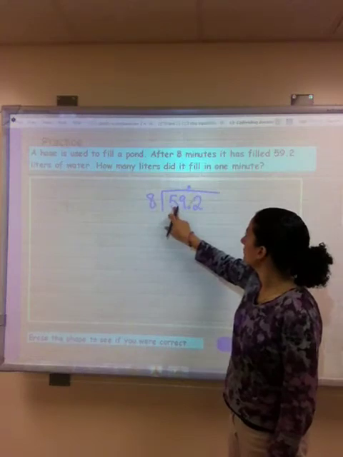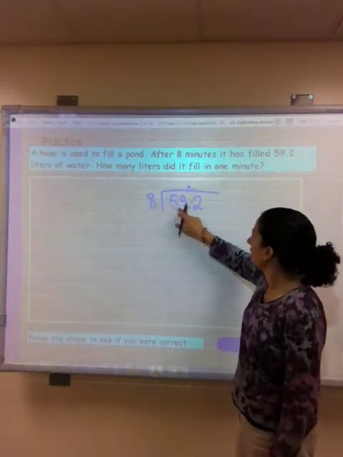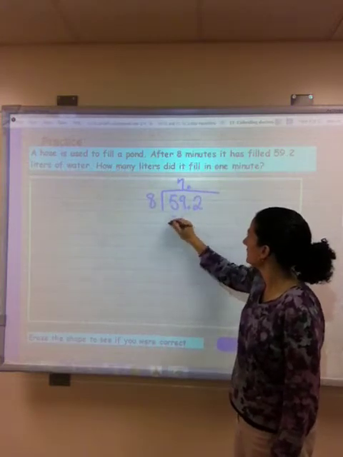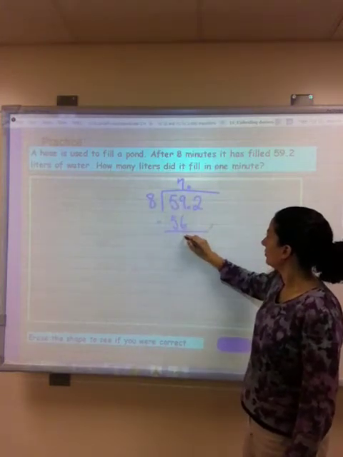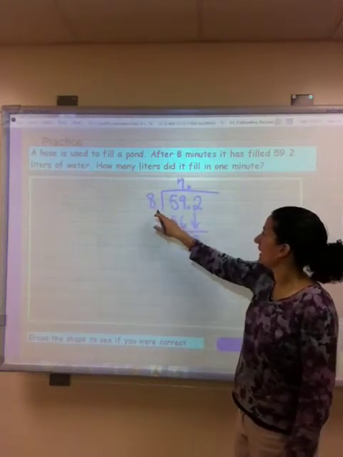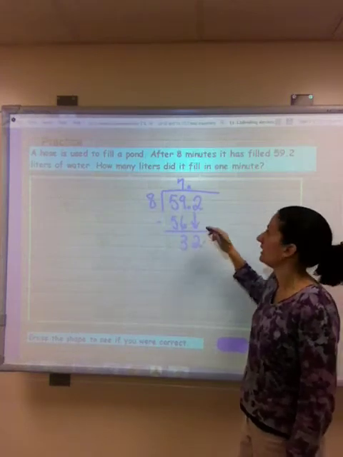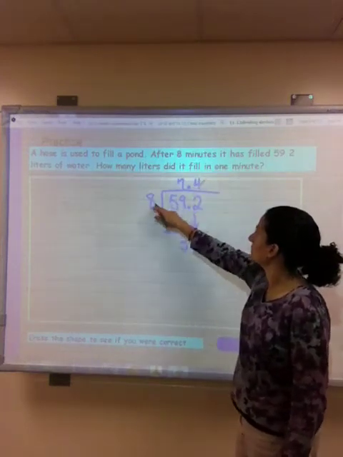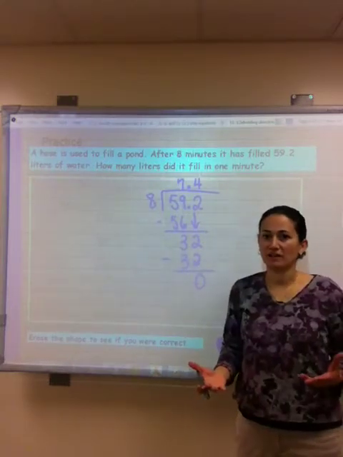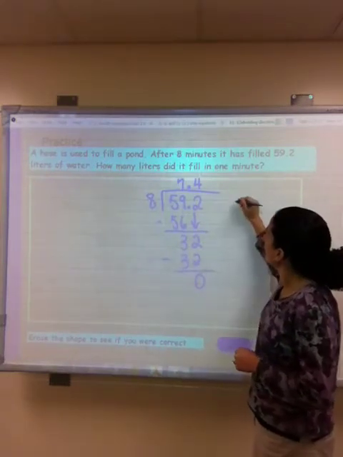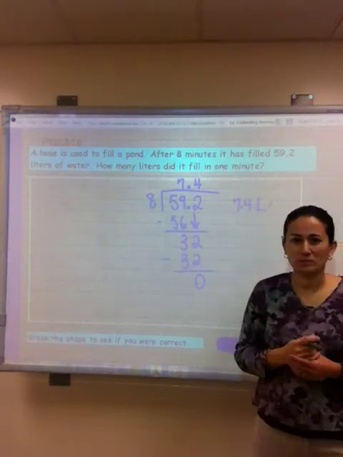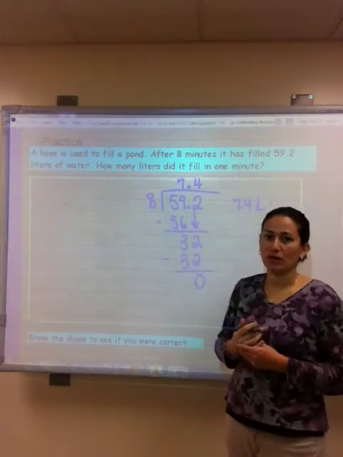So 8 doesn't go into 5, but 8 goes into 59 7 times, because 7 times 8 is 56. Remainder 3. I bring down my next digit, which is a 2. And 8 goes into 32 exactly 4 times, because 4 times 8 is 32. I have a remainder of 0, so I am finished. Did you get it right? The answer is 7.4 liters of water in 1 minute. Make sure you write the unit if it's a word problem.